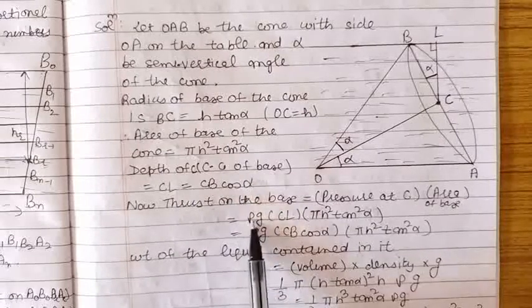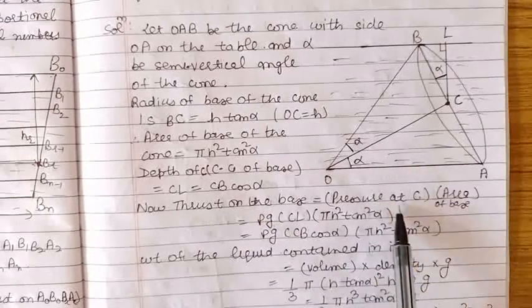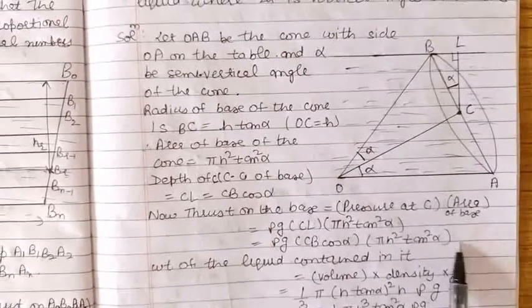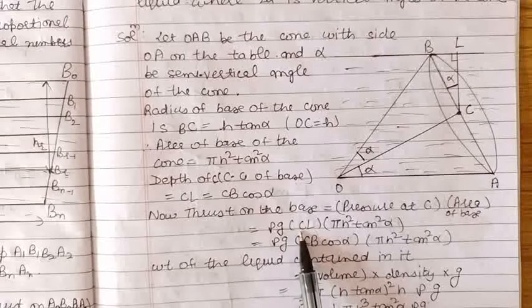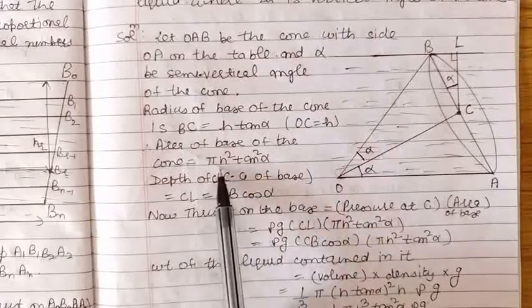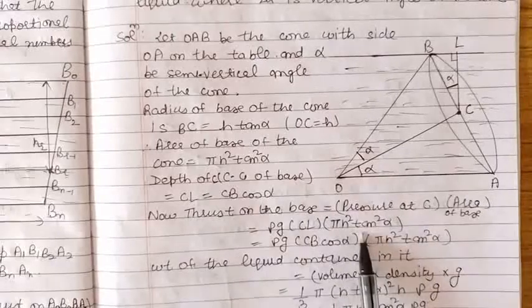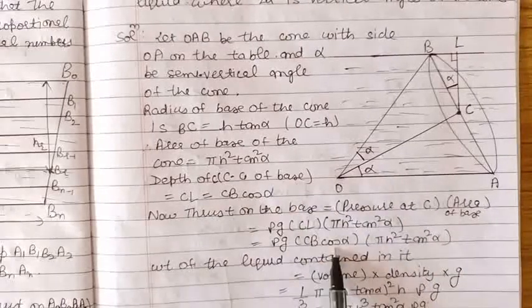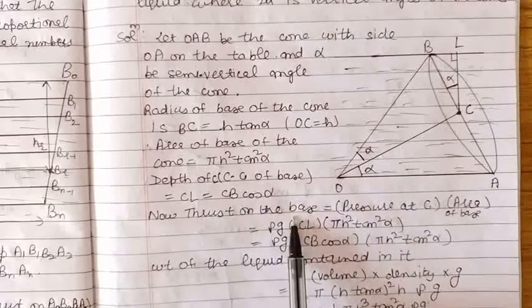So we can find thrust on the base by using this formula: pressure at the center of gravity of the base into area of the base. Pressure at center of gravity is rho into g into CL, and area of the base we have obtained is pi H square tangent square alpha. We can put the value of CL from here, which is CB cos alpha. So we have obtained thrust on the base.